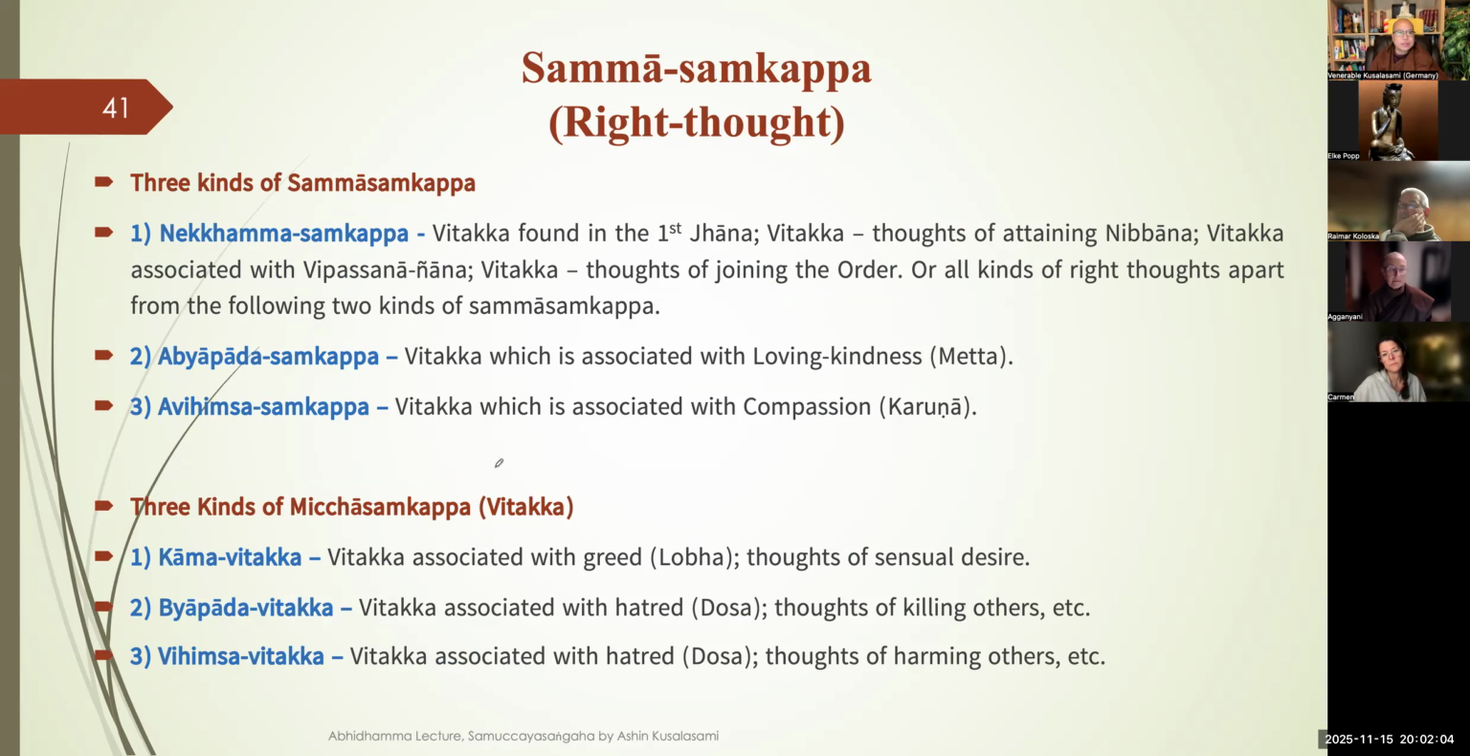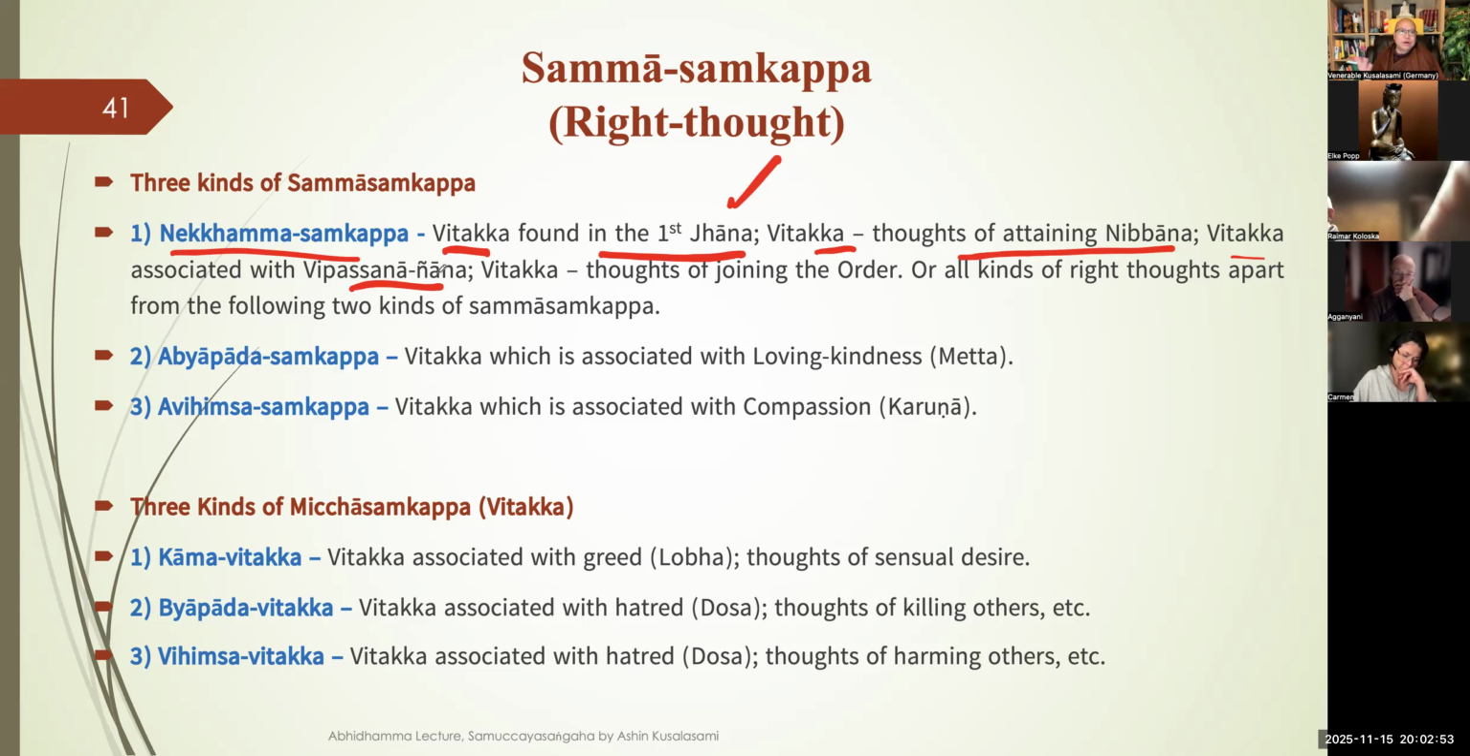And three kinds of Samma sankappa. Yeah, so this one is also just general knowledge. Nekkhamma sankappa, as ultimate reality, is Vitakka found in the first jhana, yeah, and Vitakka, thoughts of attaining Nibbana. So how should I do to attain Nibbana, something like that. And Vitakka associated with Vipassana Nyana. Yeah, when you are meditating or practicing Vipassana, there are many thoughts connected with anicca, dukkha, anatta, or the arising and passing away of mentality and materiality. So this kind of Vitakka is Nekkhamma sankappa.